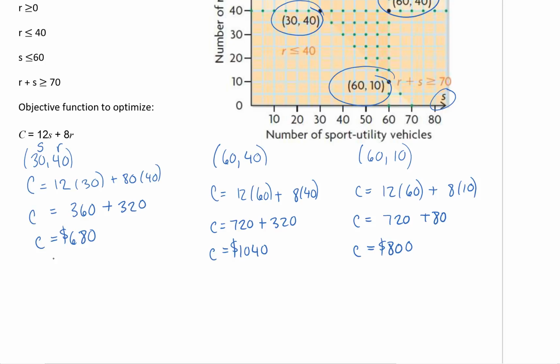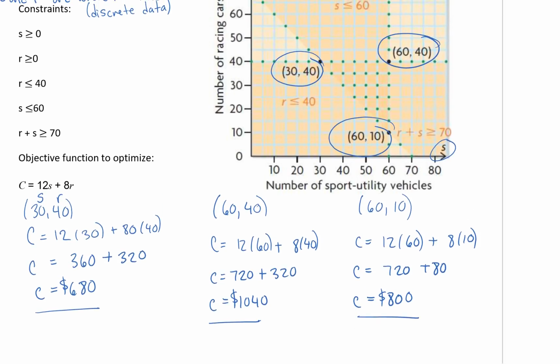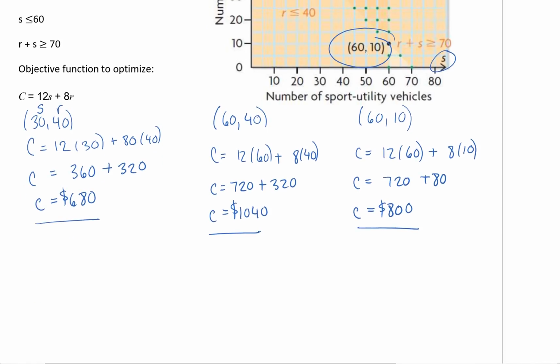So now what you're going to do is look and compare these three values. Those three values represent the costs at those corner points. So in order to maximize and minimize, what you're looking for is the largest value and the smallest value. So 1040 would give us the maximum cost, and 680 here would give us the minimum cost.